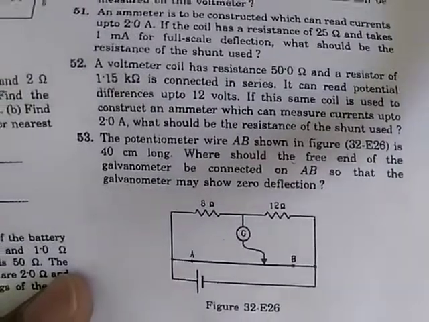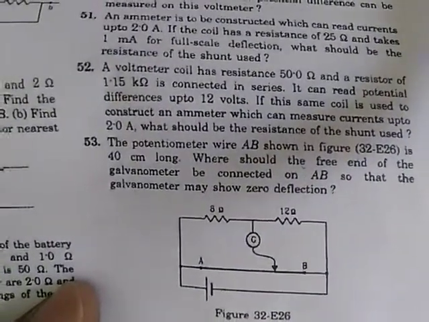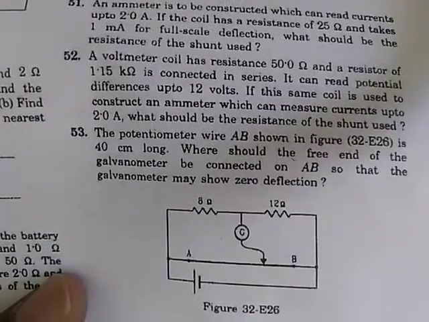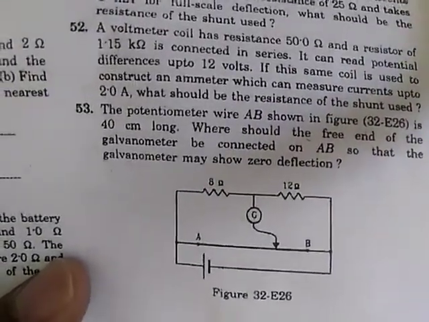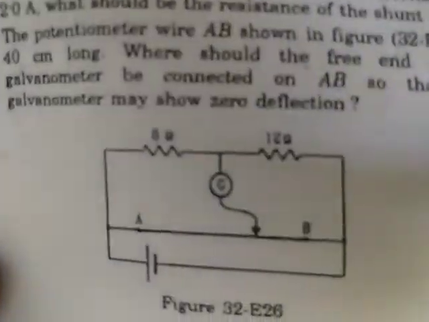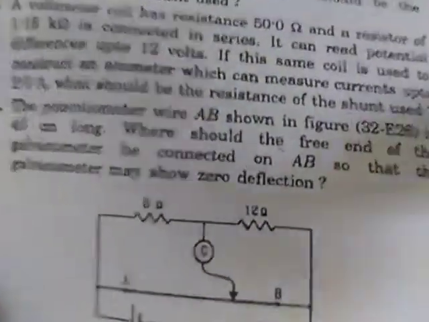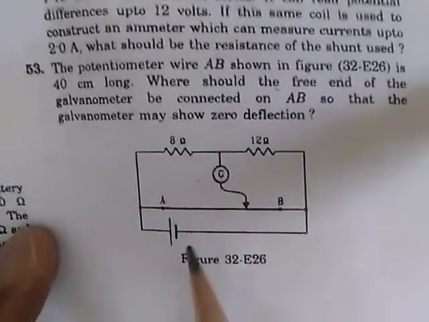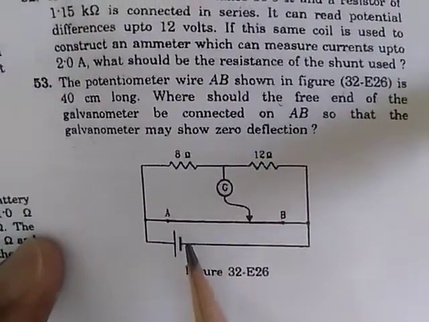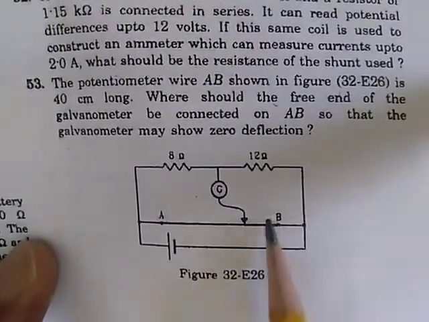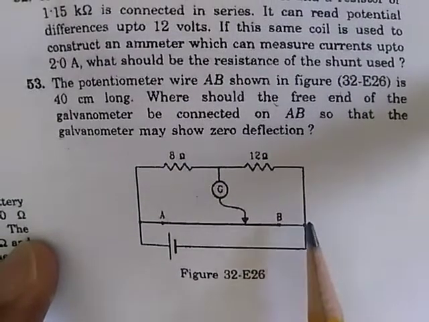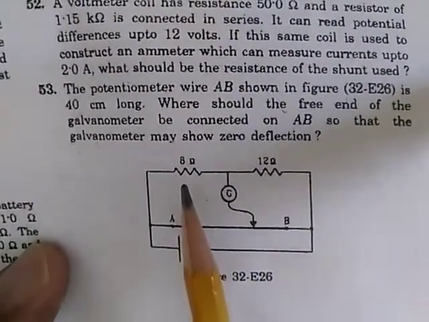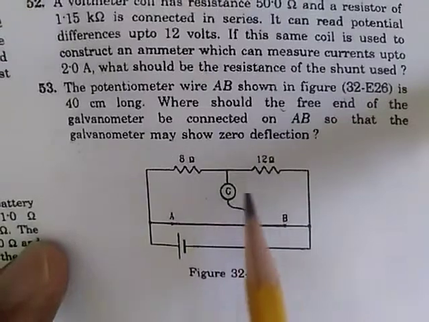Number 53. We have a potentiometer wire AB right here, and then we have a battery here. This wire is 40 centimeter long, and there are two resistors, 8 ohm and 12 ohm.